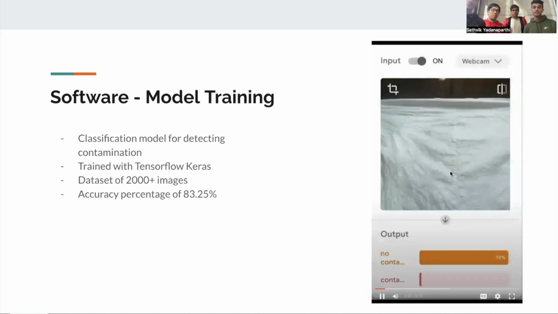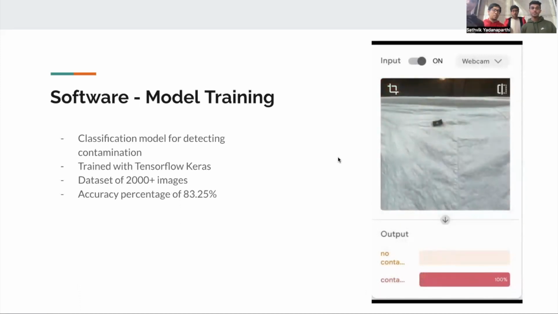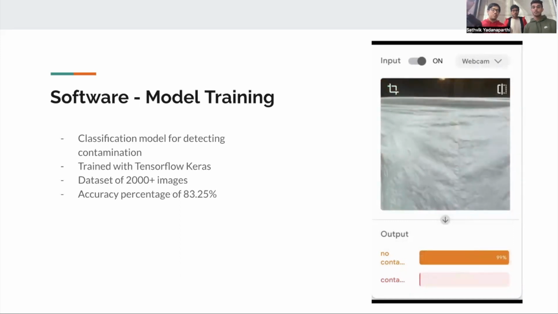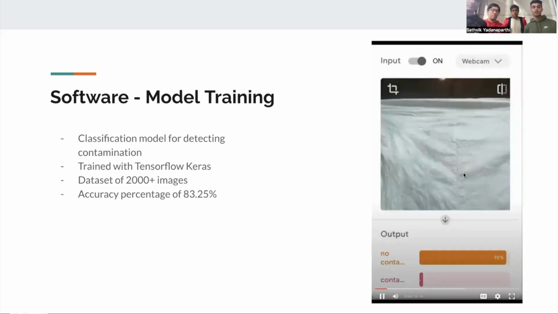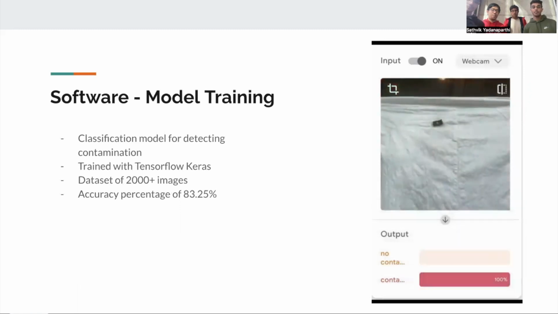To detect these tears, we created a classification model. As you can see on the right, when the black contaminant was placed on the white suit, the contaminant bar went all the way up. This was trained on the TensorFlow Keras model, with a data set of 2,000 images, and the accuracy came out to be 83.25%.